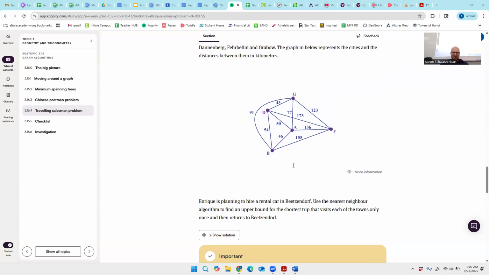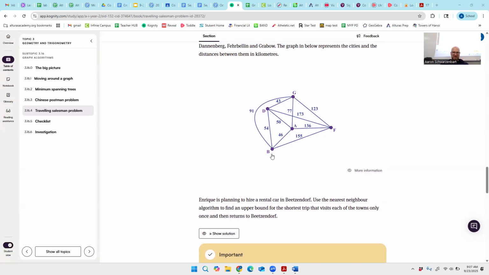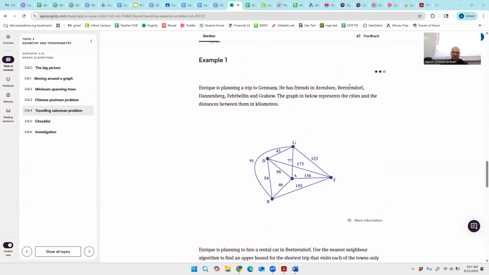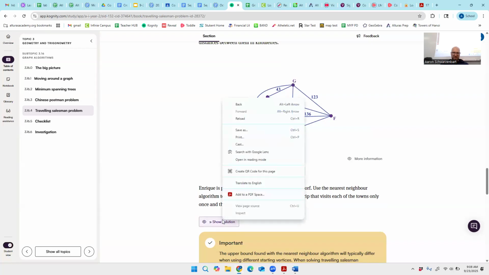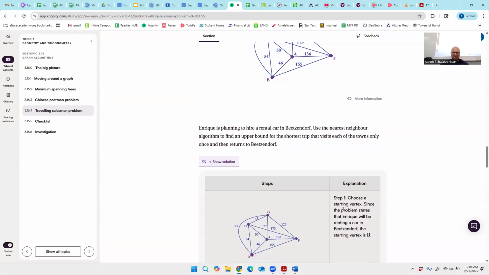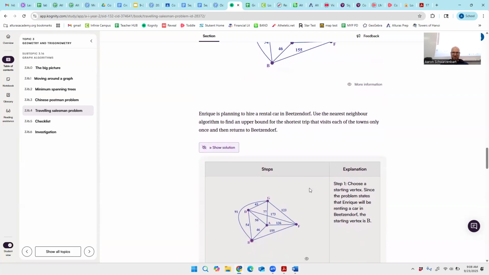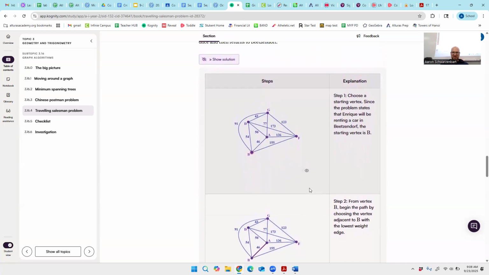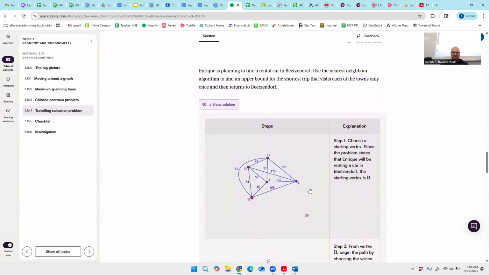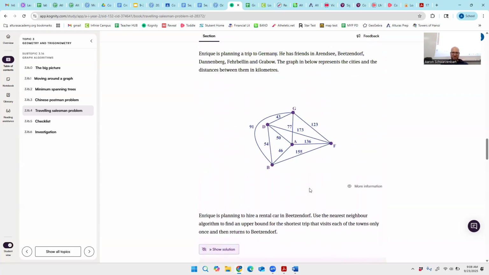So this one says Enrique is planning a trip to Germany. The graph below shows the cities and the distances between them in kilometers. Enrique used the nearest neighbor algorithm to find the upper bound on the shortest trip. It does not say where to start, so choose a vertex. They chose B. Okay.